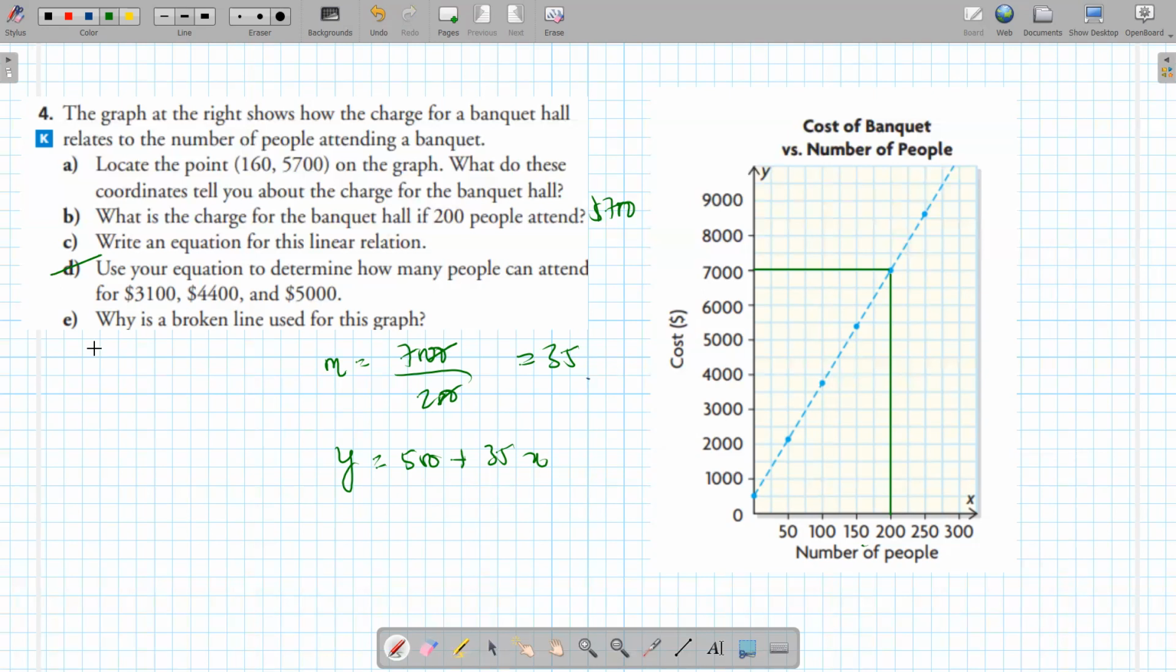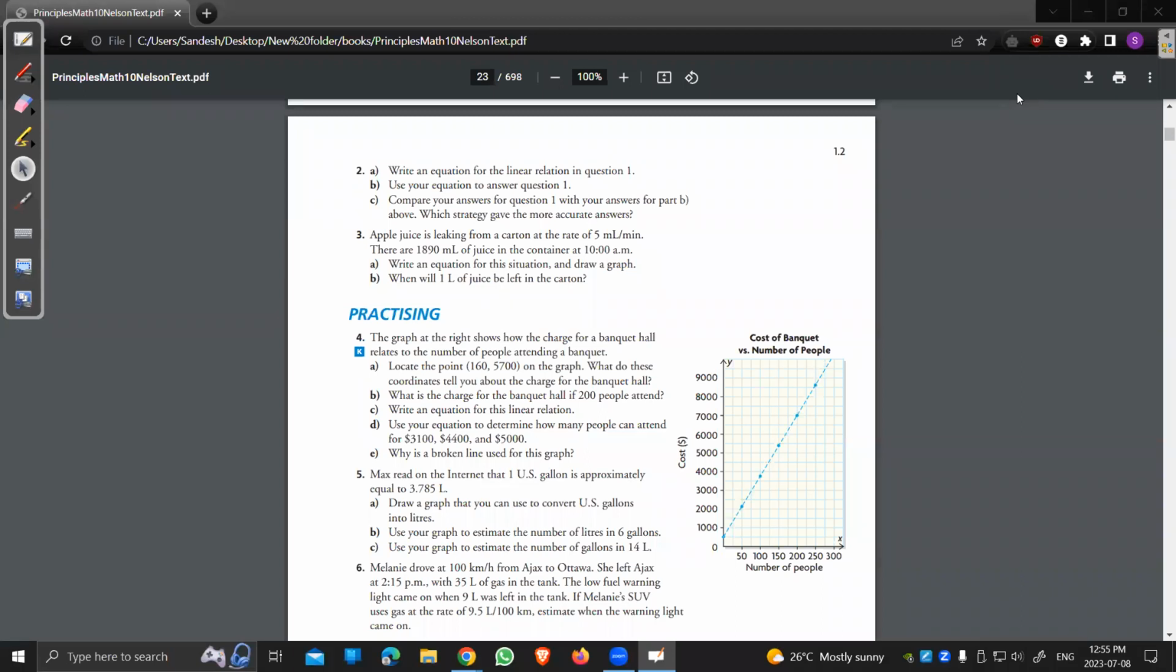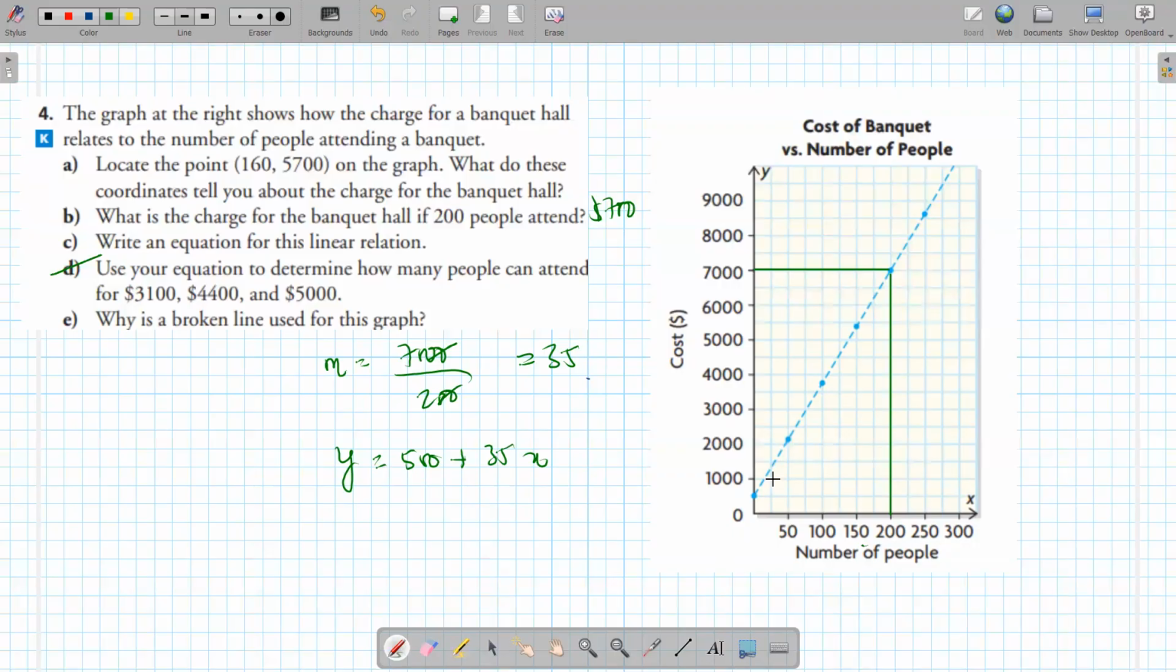Where's the broken line? I think it means the dotted line. Any ideas why? Did I pull up the right graph? There's only one graph here. A broken line. I think it's talking about the dotted line for sure.